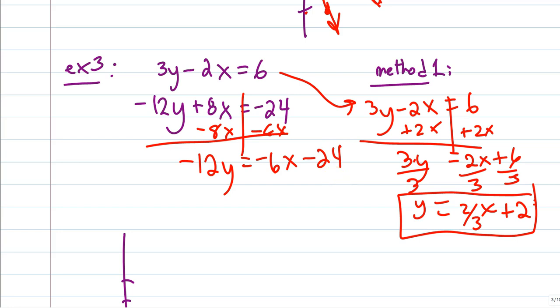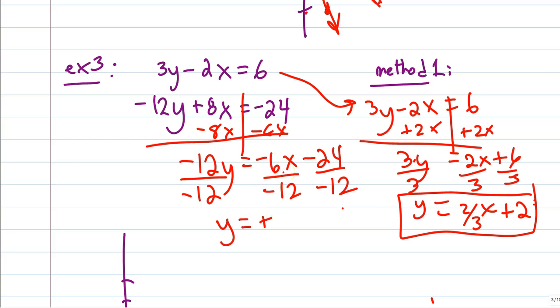To get that in mx plus b, we're going to divide both sides. Do not add 12 to undo multiplication. To undo multiplication, we divide not by just the 12, by the negative 12. And everything gets divided. So what does that do? Well, negative 12, negative 12 leaves us with positive y is equal to negative 6 over negative 12.